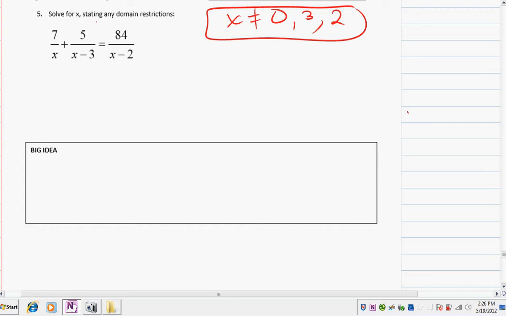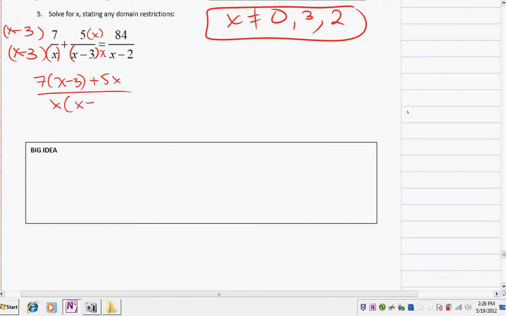So the first thing, I'm adding, so I need a common denominator. This has an x minus 3, and this just has an x. So the left side needs an x minus 3, the right needs an x, and when I do it to the bottom, I need to do it to the top. So this becomes 7 times x minus 3 plus 5x all over x times x minus 3 is equal to 84 over x minus 2.